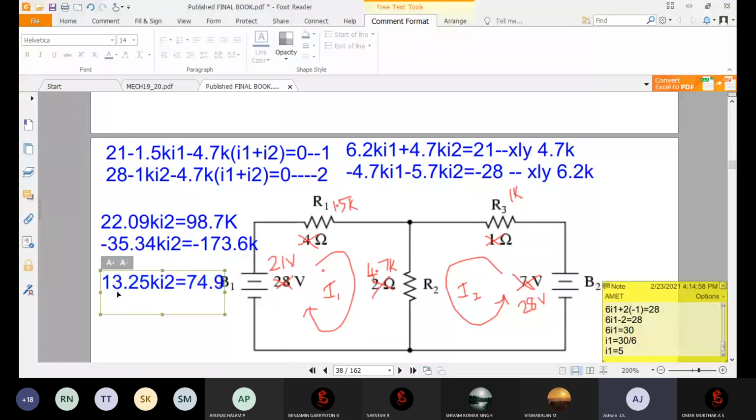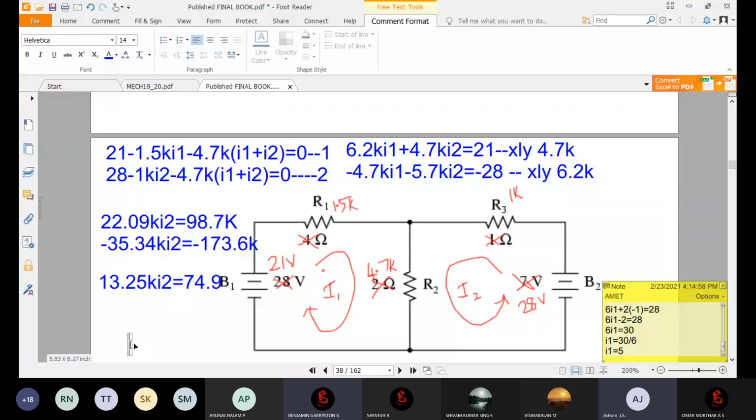What is I2? Sir, no one, wait, sir, I will find out. I2 is equal to 5.65, sir. Yeah, correct. The answer is 5.65 amps. No, sir, 5.35, sir. 13.25, 74.9. Sir, 5.35. Wait a second. 13.25, yeah?